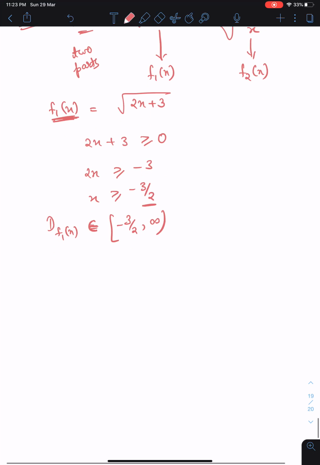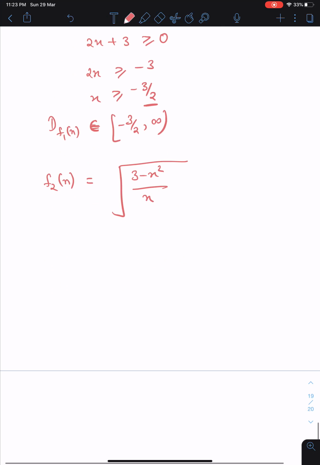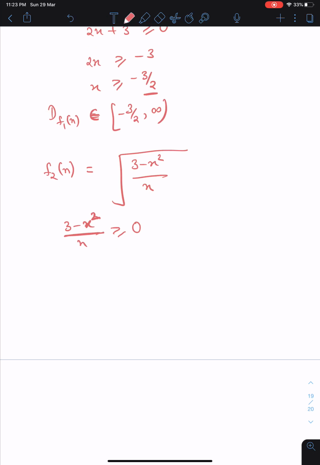Clear? Now I am finding the domain of f2(x). What is the function f2(x)? Under root (3 minus x square) upon x. Again, what should be your answer? Whatever is inside the under root should be greater than or equal to 0. Now you have to remember the inequality rule: whenever we are solving the inequality, the x square coefficient or x coefficient needs to be positive. So first make it positive. If you want to make it positive, the inequality sign will be reversed. That means you multiply by the negative sign on both sides. So it becomes (x square minus 3) upon x, and just reverse the inequality sign, that means less than or equal to 0.